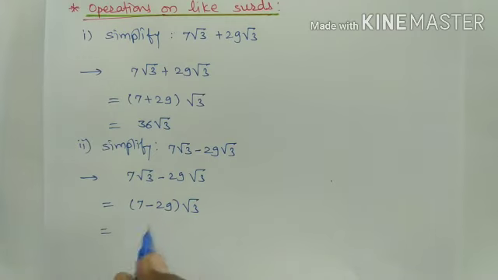This 29 minus 7 is 22, root 3. And the sign is of the larger number.